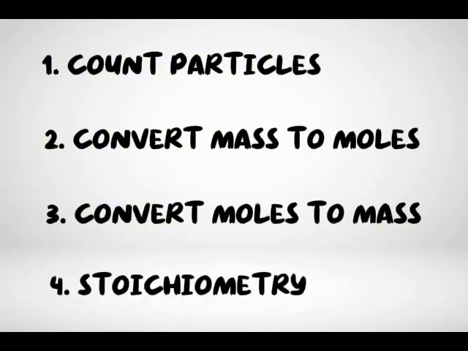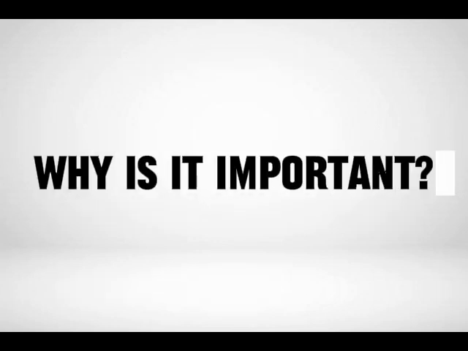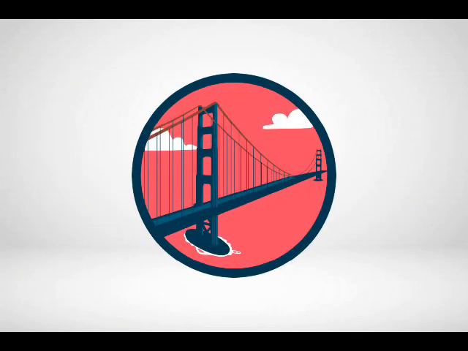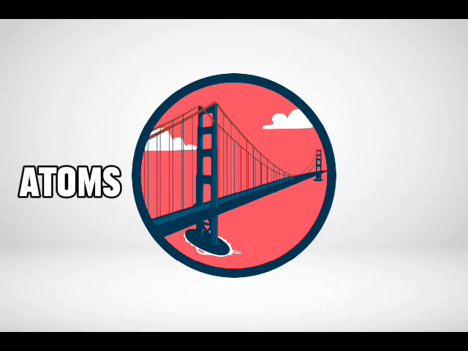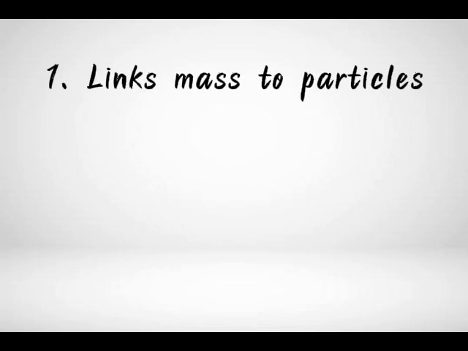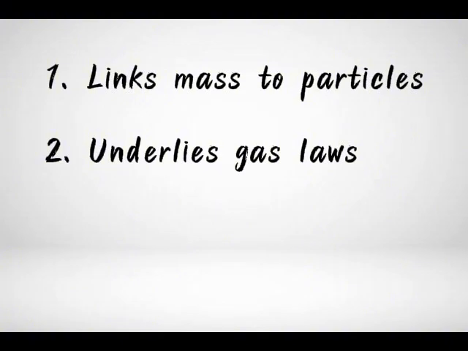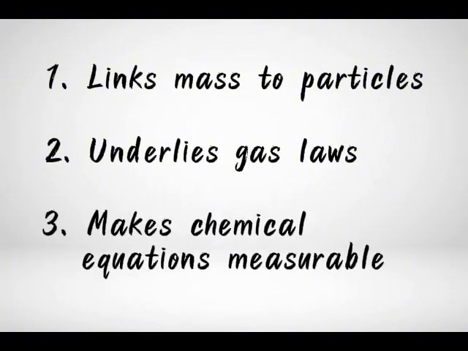Then, why is it important? Well, Avogadro's number acts as a bridge between the microscopic world of atoms and the world of grams, which allows scientists to count and measure substances. Additionally, it links mass to particles, allowing you to predict reaction yields, analyze gases, and determine concentrations. It also underlies gas laws by ensuring that equal volumes of gas contain the same number of molecules. Then last, it also makes chemical equations measurable by letting us map particle ratios to measurable lab quantities.